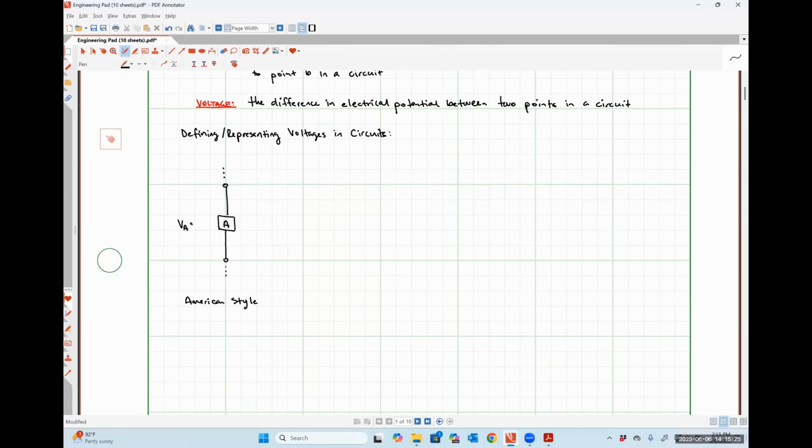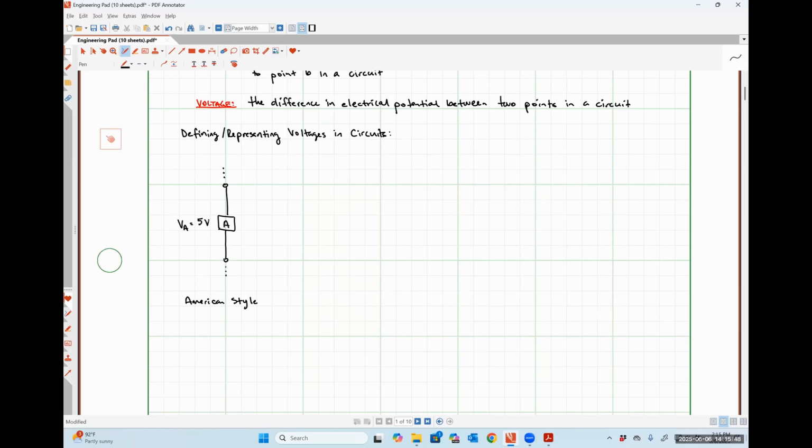And we might have a number associated with it. So I'm just going to call this, let's say, 5 volts, okay? So what I'm saying by writing that VA is equal to 5 volts is that there is a difference in electric potential of 5 volts between the two terminals across this element A, okay?